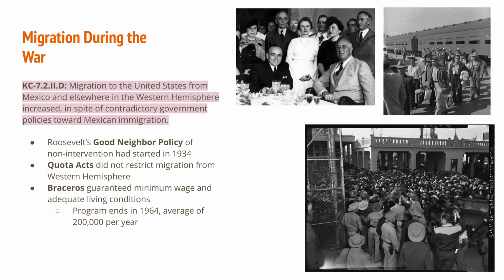The Quota Acts did not restrict migration from the Western Hemisphere, so that meant that people from Latin America, Mexico, and Central America could continue to go back and forth to the United States and their home country as seasonal workers, as the Braceros did starting in the 1940s. Now, the Braceros were guaranteed a minimum wage and adequate living conditions through the Bracero program, and it will continue about 20 years after World War II is over, and on average, every year, about 200,000 Braceros would come to the United States under this program.